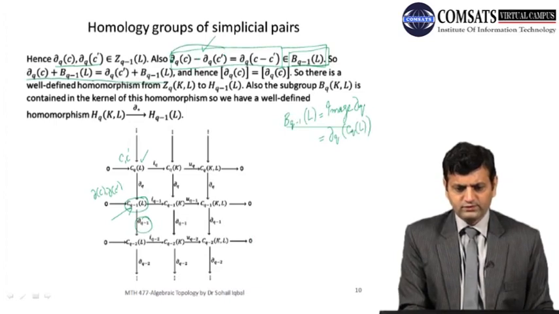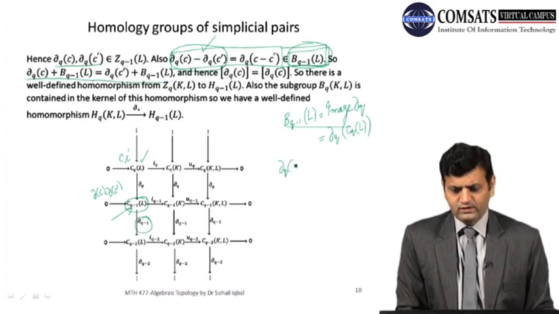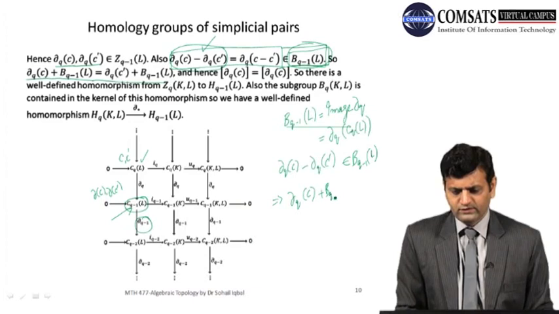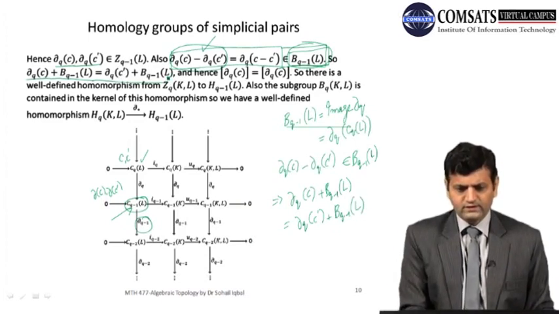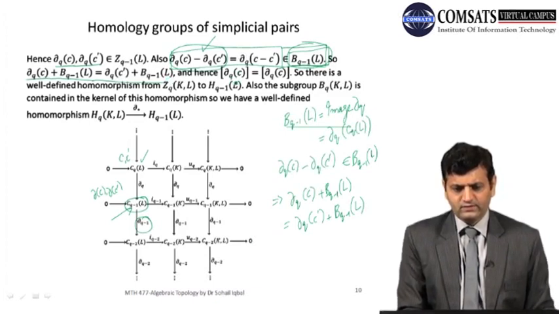So consider this portion and this portion. ∂_q C minus ∂_q C prime belongs to B_{q-1}(L). So of course this implies the classes: if their difference belongs to this, then ∂_q C plus B_{q-1}(L) must be equal to ∂_q C prime plus B_{q-1}(L). That's why we have this, and so we have the same image.